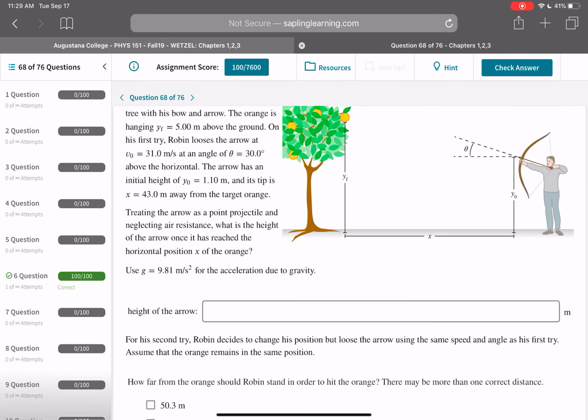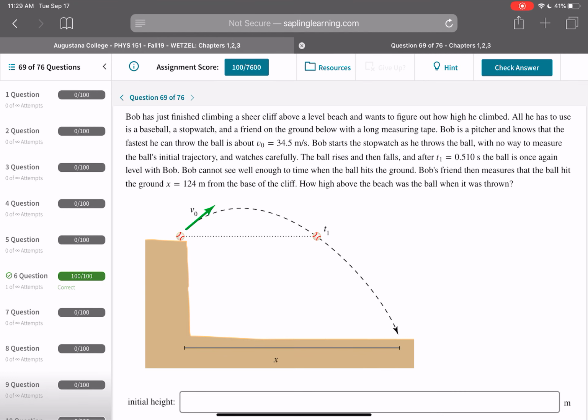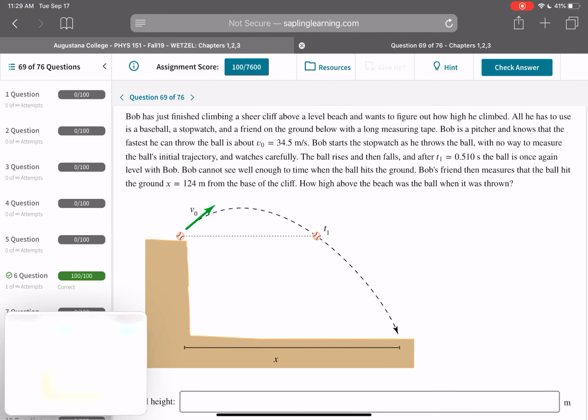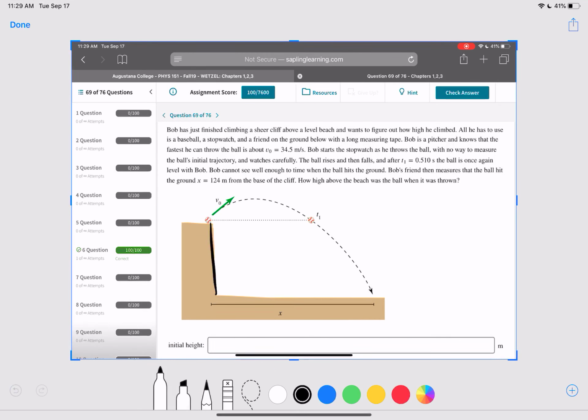Next one. Okay, Bob's just finished climbing a sheer cliff. So what we want to figure out is how tall this cliff is. Okay, so we've got a cliff. We want to know how tall is it. We know that we've got an initial velocity here, 34.5 meters per second. We also know that at this point in the problem, divided into 2 parts, that velocity here is the same, 34.5 meters per second. But the vector is a little bit different because the y component's negative now.